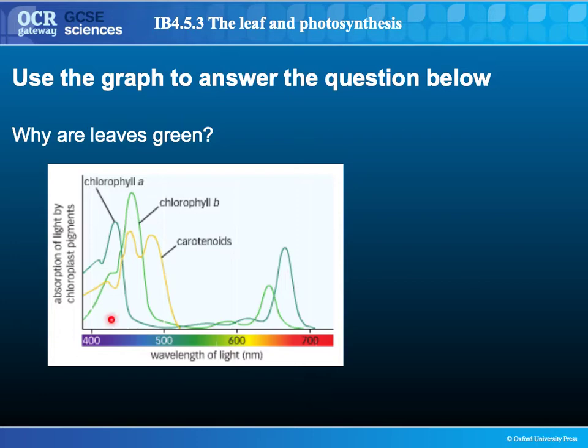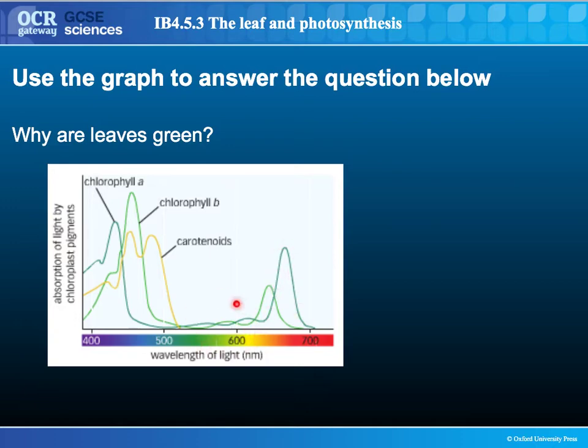At the bottom we've got the wavelength of light in nanometers, and up the side we've got absorption of light by chloroplast pigments. We can see that there are three different chloroplast pigments here: chlorophyll A and B, and the carotenoids. Here we can see quite a lot of absorption occurring in the purple and blue part of the spectrum, the violet to blue, 400 to 500 nanometers. Here, lots of absorption. At the red part of the spectrum, 600 to 700 nanometers, we get quite a bit of absorption as well.